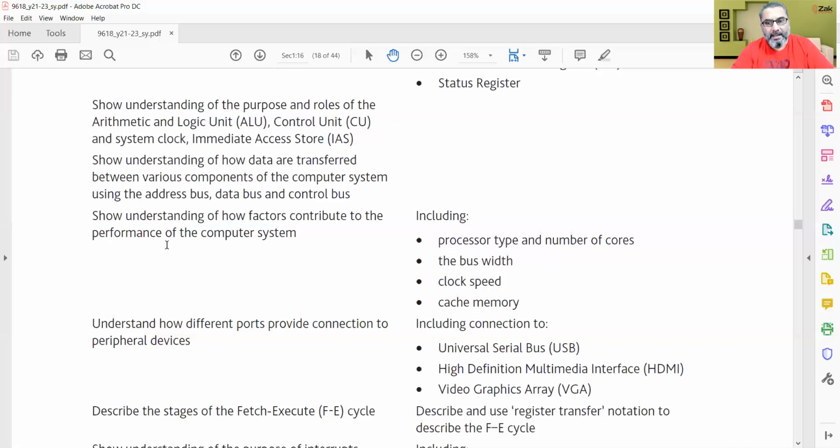All right. If the register is of the same amount of bits, then that data can be consumed in one go. All right. So bus width, or the word size, is actually a very important factor for the performance of a computer. And then we have got clock speed.